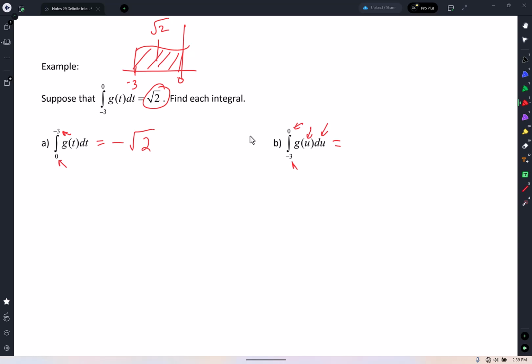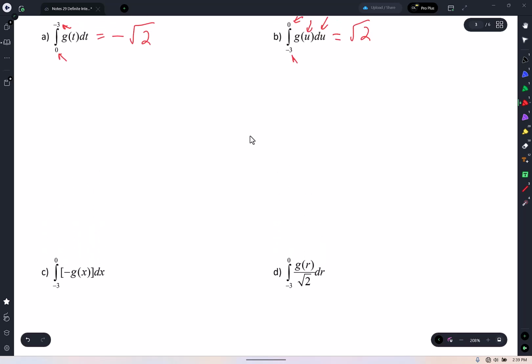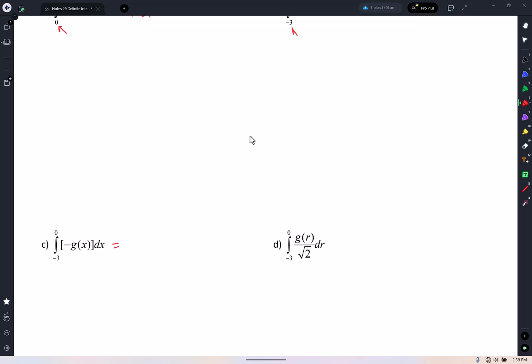I can just call that square root of 2. Are we still okay? Next one. I have a negative in the front. My limits are the same. I can take that negative out and put it right there. So negative integral negative 3 to 0 of g of x dx. I already know that the integral from negative 3 to 0 is square root of 2, but because of that negative, it's going to give me negative square root of 2. Not everyone at the same time.